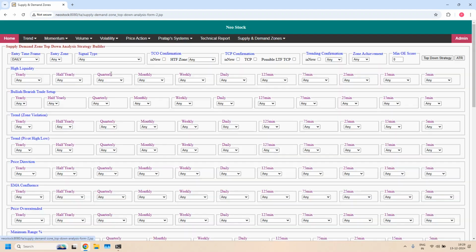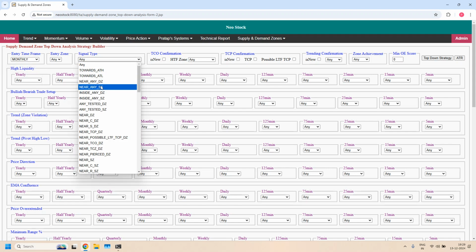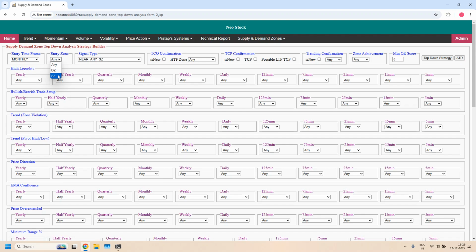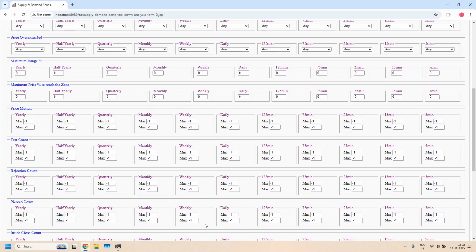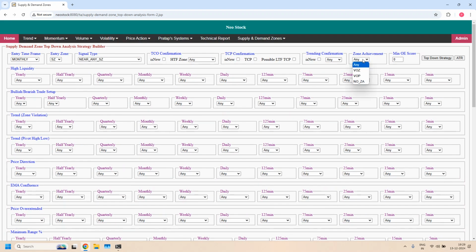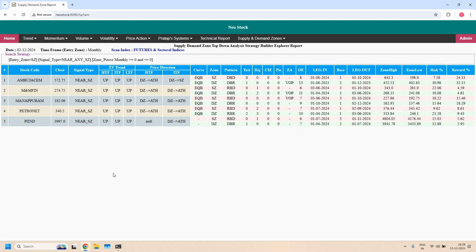Okay, next monthly time frame. Price closed inside monthly supply zone. This supply zone should not be pierced. So in the pierced count monthly time frame I am setting zeros. Zone achievement, sorry. Now let's filter the stocks. We got 5 stocks. Price closed inside monthly supply zone.